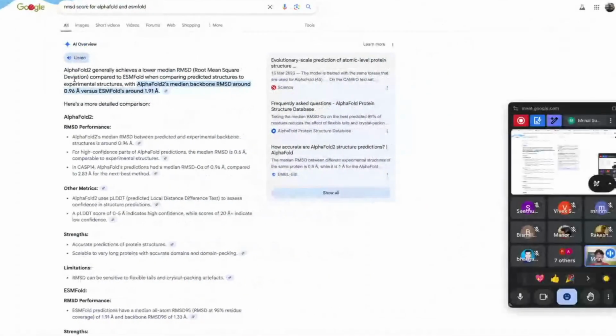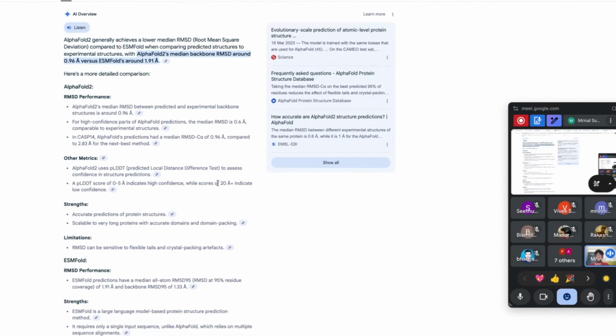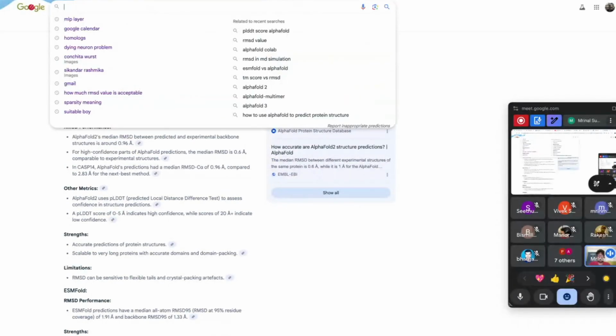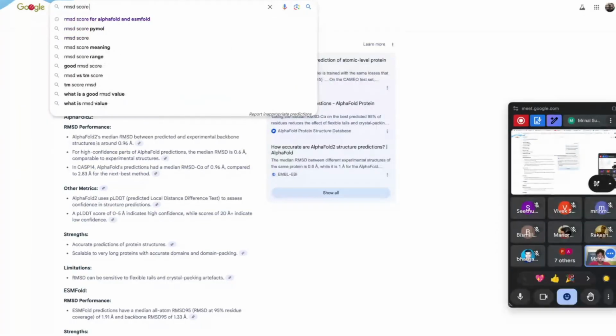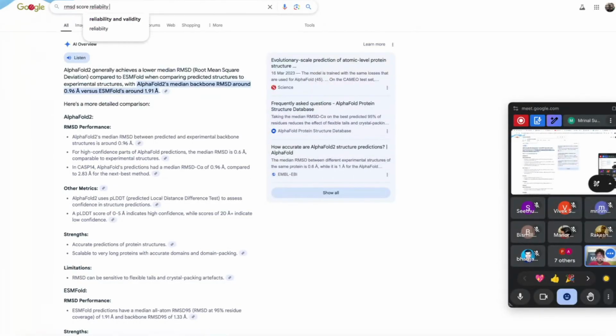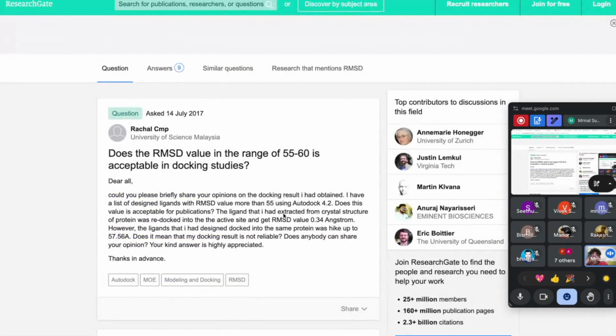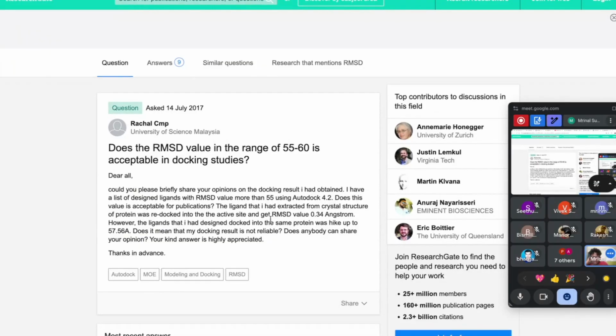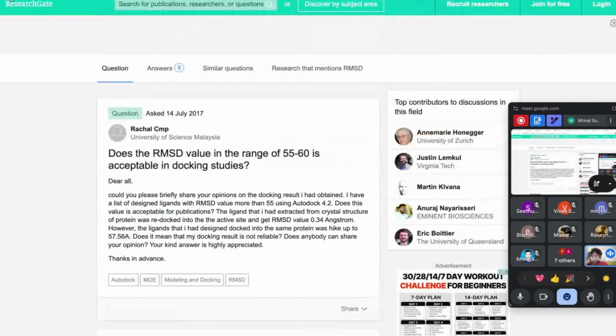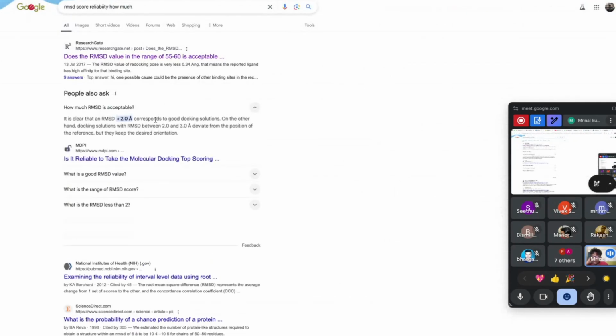There might be just 2 Angstrom differences between them. So an RMSD score of around... let me just ask about RMSD score reliability. How much? If it is between the range of 55 to 60, it is acceptable. So this is what the internet has to say about RMSD.